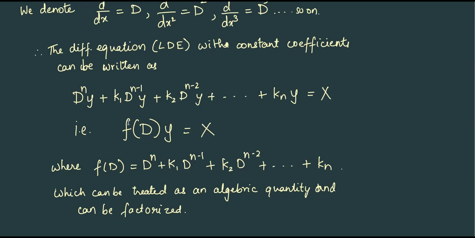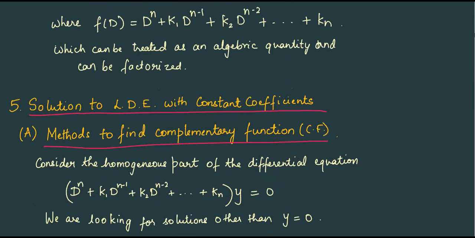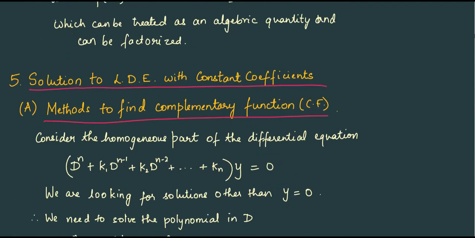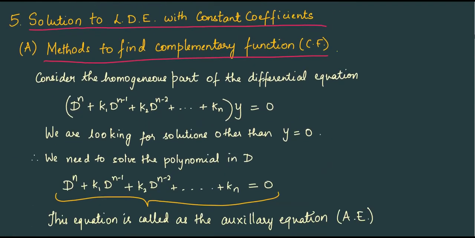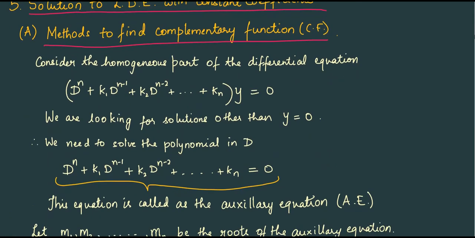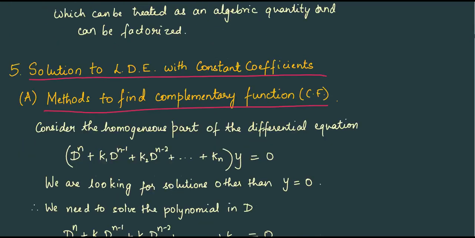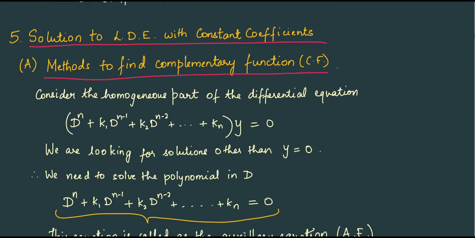So this is a polynomial function of the differential operator D. Now this can be treated as an algebraic quantity. So based on this we found methods to find the complementary function. So this is a polynomial. Now to find the complementary function, that means solution for the homogeneous differential equation, y cannot be 0, so this component has to be 0.